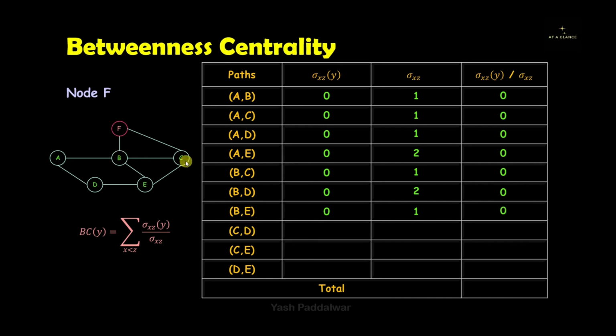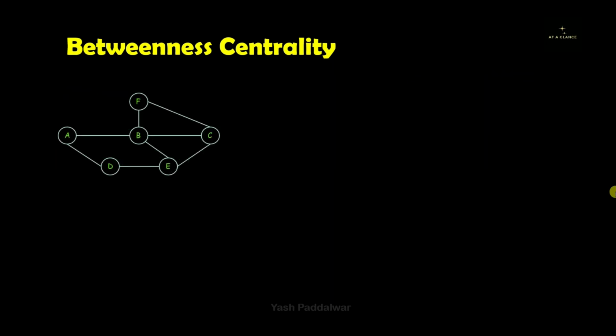Next is BE. Again BE is directly connected, hence centrality measure is 0. Next is CD. You can see that C is connected to D with a single shortest path, which is CED, which does not contain the node F in it. So 0 divided by 1 will give us 0. Next is CE. CE is directly connected with each other, hence the centrality measure of CE will be 0. Next is DE. DE is again directly connected with a common edge, so 0 will be the centrality measure. So after adding the centrality measures of all the paths for the node F we get 0 as the betweenness centrality of the node F.